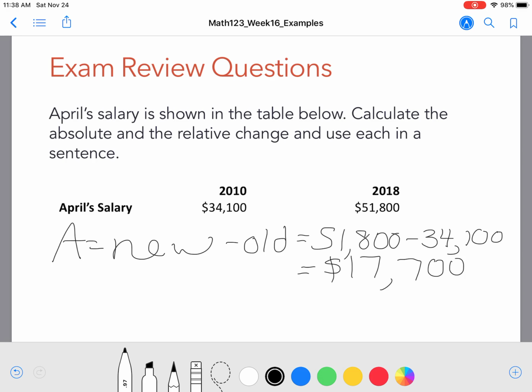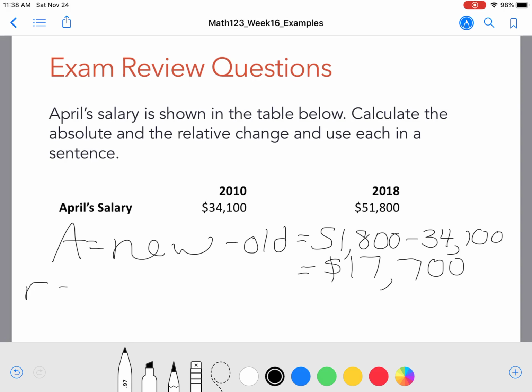So that's going to be my answer there. So that's my absolute change. To use this one in a sentence, I'll just state it instead of writing it. But you could say that April is making $17,700 more in 2018 than she was in 2010. That would be a perfectly acceptable thing there.